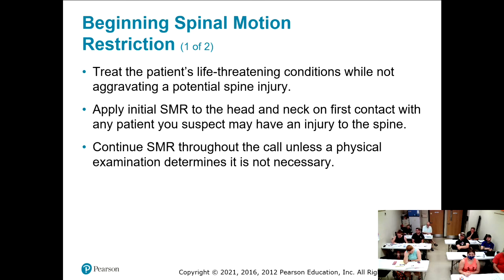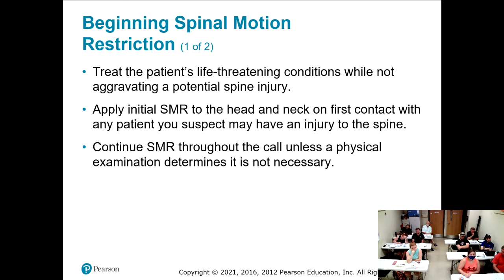We're also going to start looking at stabilization of the spine, especially for trauma patients. We still do take manual stabilization anytime that you might think that there's a mechanism of injury to cause any sort of neck, cervical spine, or spine injury. So, taking manual stabilization at this point in time could happen. We also might begin spinal motion restriction.